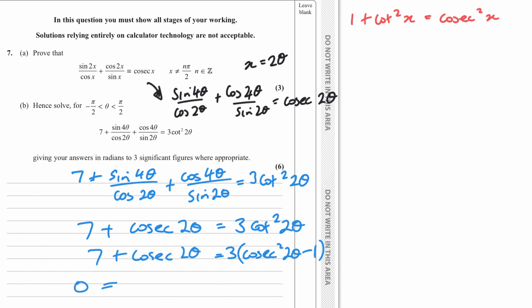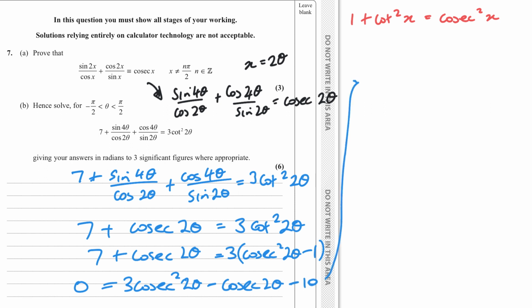Rearranging and making equal to 0, I'm going to have 3 cosec squared 2 theta minus cosec 2 theta. I've got a minus 3, and when I take the 7 over, it's going to be minus 7, so it's going to give me minus 10 in total.